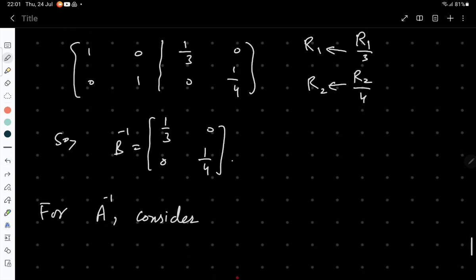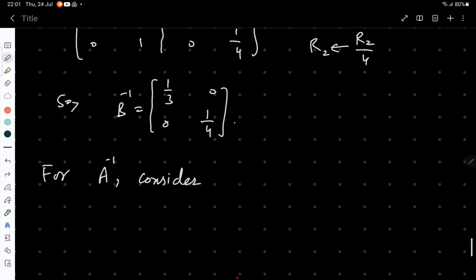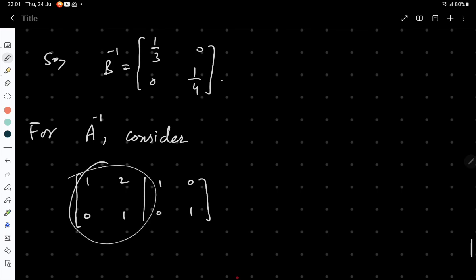Now we will compute the inverse of A. In order to compute the inverse of A, again we need the augmented matrix of A with the identity. Here is the augmented matrix of A with the identity. Now my aim is to make this 1, but this is already 1. And my aim is to make this 0. This is already 0. Now I will make this 1. So this is already 1. Only change will be done by me is that making this 0.